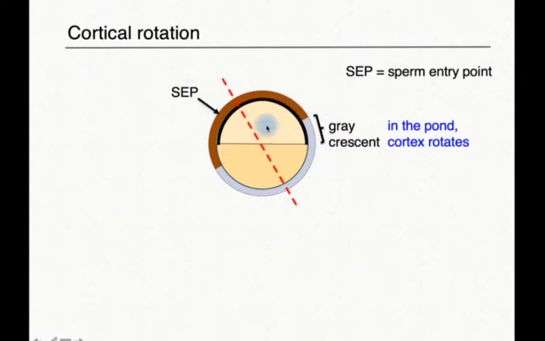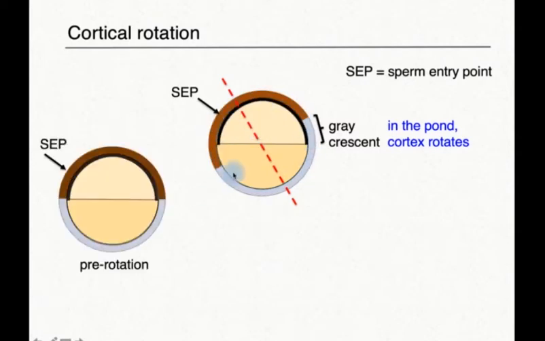This cytoplasmic core is relatively heavy, or dense, compared to the cortex, so it stays in line with gravity. So the bottom here is much heavier than the upper part. So then the cortex rotates relative to that. So again, this is what it would look like pre-rotation.